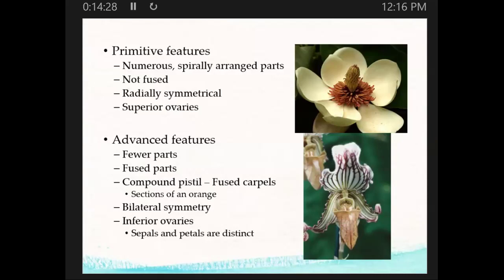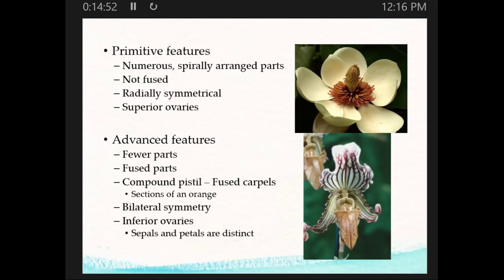That's a characteristic of more primitive flowers. We also say that they're radially symmetrical. That means when you look at it, if you were to cut it in half, it doesn't matter which way you cut it, you will get a mirror image of the two halves. So they're radially symmetrical.